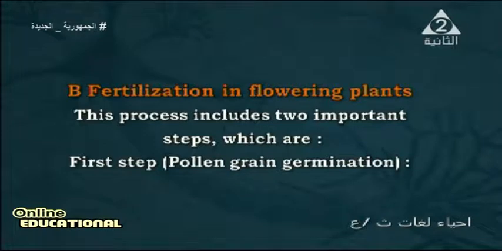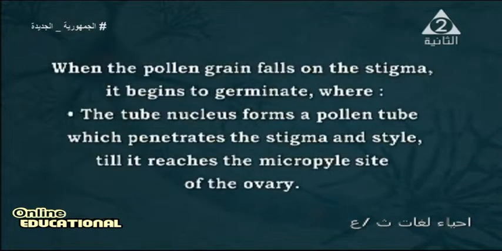Okay, fertilization in flowering plants. This process includes two important steps. Number one, formation of pollen grain or pollen grain germination. Okay, and when the pollen grain falls on the stigma, it forms or moves through the pollen tube until it reaches the stigma, okay, and enters the ovary when it reaches the micropyle. The micropyle is found inside the ovary.